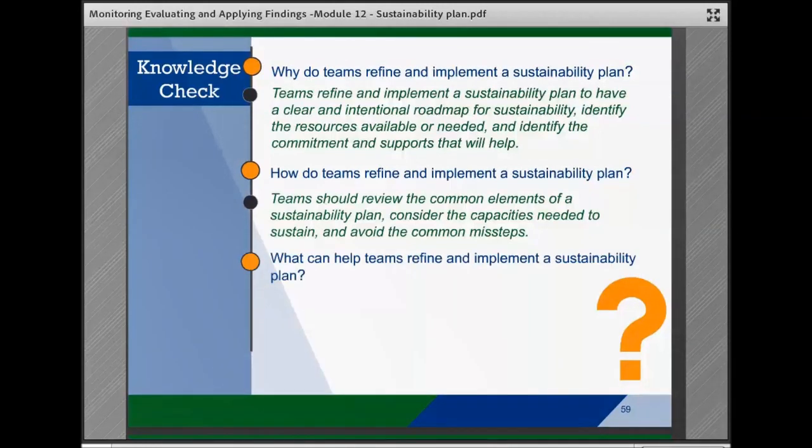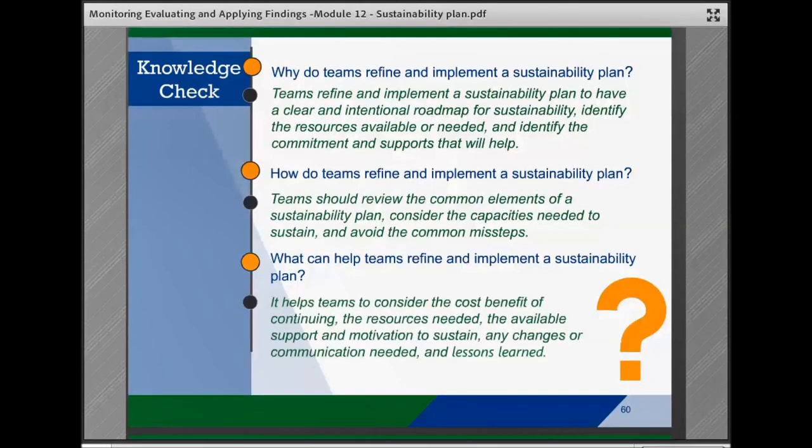What can help teams refine and implement a sustainability plan? Considering the cost benefit of continuing, the resources needed, the available support and motivation to sustain, any changes or communication needed, and lessons learned. Now take this a step further by reviewing the reflection questions for refine and implement a sustainability plan in your monitoring, evaluating, and applying findings workbook to connect what you've learned to your own experience.